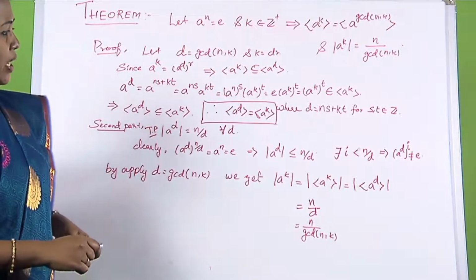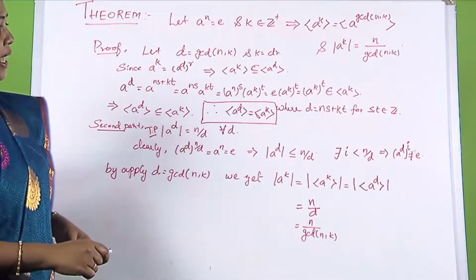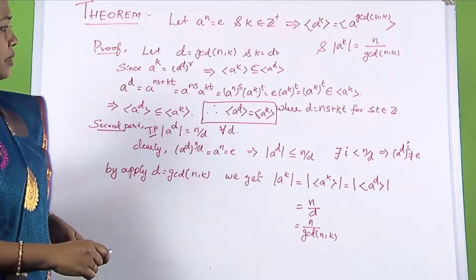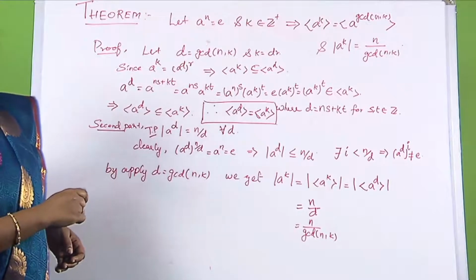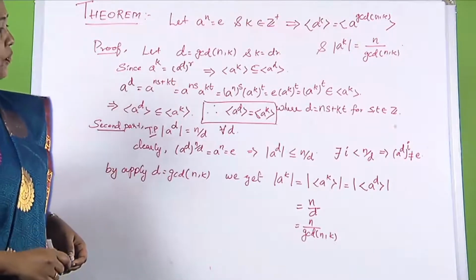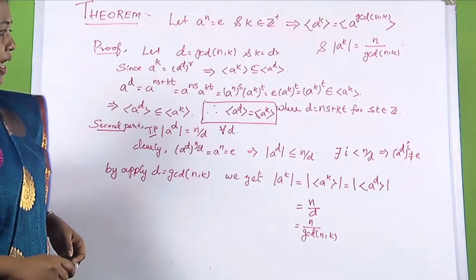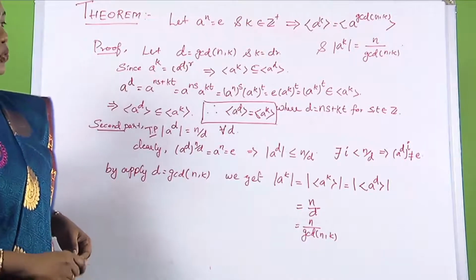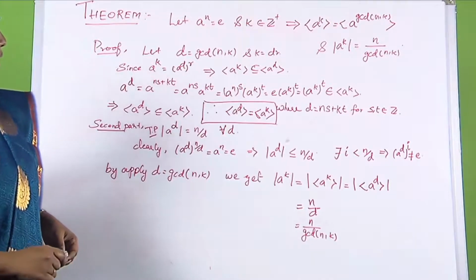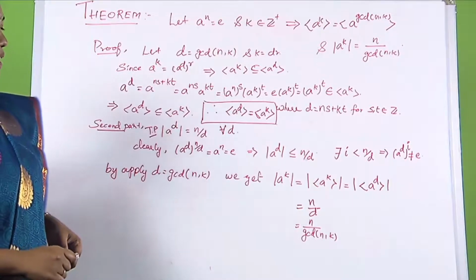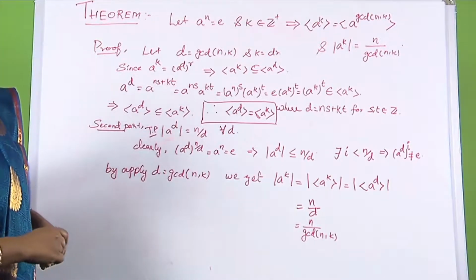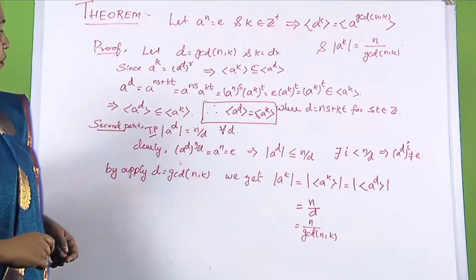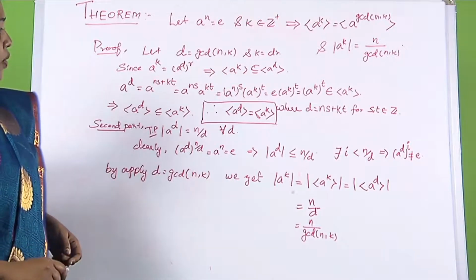Suppose there exists an i less than n by d for which a power d, the whole power i, is equal to e. This is not possible, because we have assumed that a power n is equal to e, and n is the smallest integer for which this is equal to e. Therefore, there cannot be an i less than n by d for which this statement is true, and so the order of a power d is equal to n by d. So we have proved this part, and by applying our original statement, that d is equal to GCD of n comma k, we get the order of a power k.